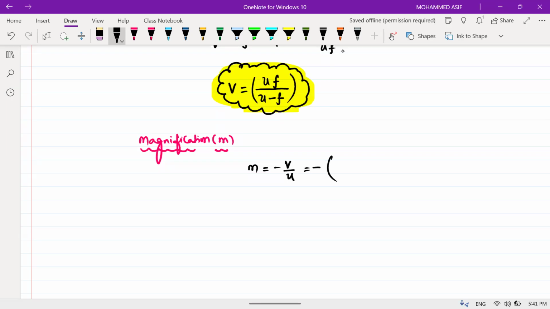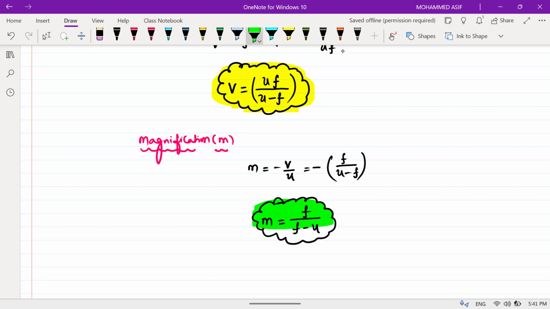This is minus F divided by U minus F. Am I clear? So I can write magnification M is equal to, if I change the denominator, F divided by F minus U. So the minus sign will go away. So magnification in terms of focal length and object distance is given by the formula M is equal to F divided by F minus U.